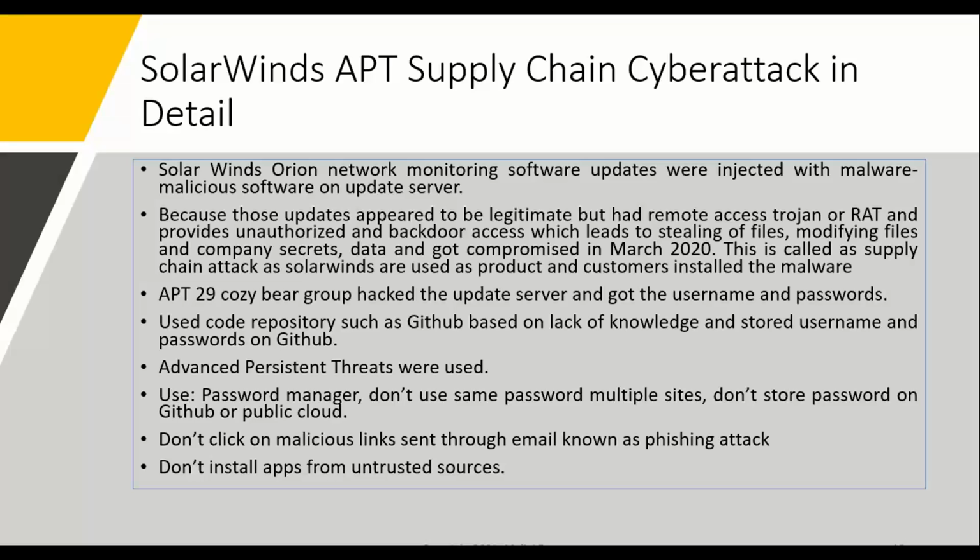backdoor access, which leads to stealing of files, modifying files and company secrets data, and got compromised in March 2020 itself. This is called a supply chain attack, as SolarWinds is used as a product and customers installed the malware. APT 29 Cozy Bear Group hacked the update servers and got the usernames and passwords. They used code repositories such as GitHub based on lack of knowledge and stored.